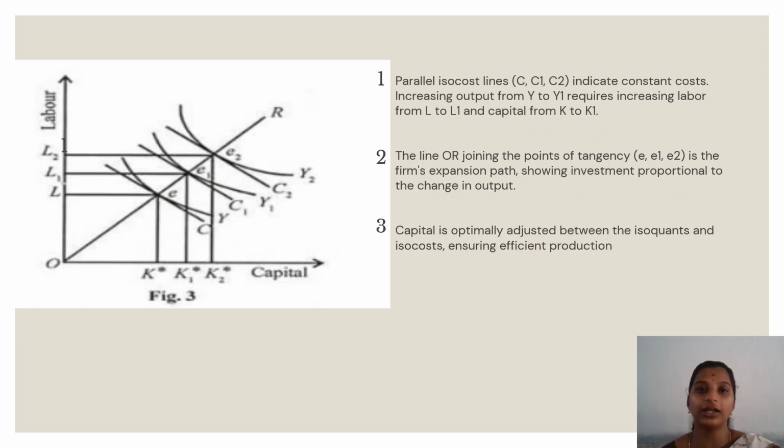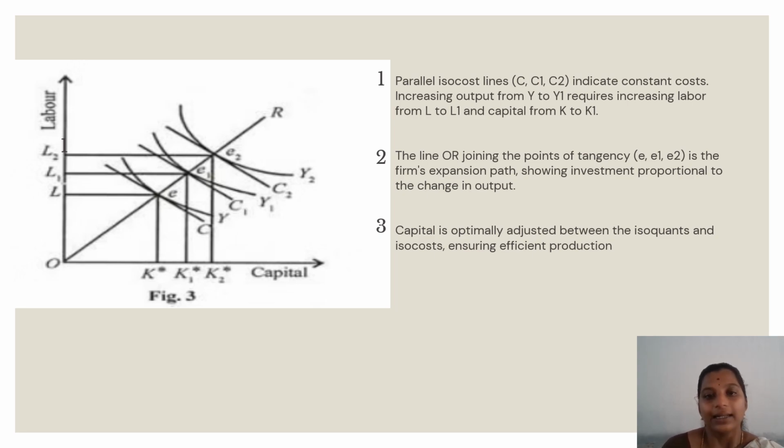And then moving on to the third diagram. Here the y-axis represents labor and the x-axis represents capital, and there are parallel isocost lines, that is C, C1, C2. These three lines indicate constant costs. Increasing output from Y to Y1 requires increasing capital from K to K1.